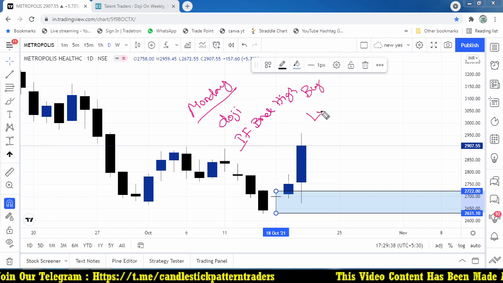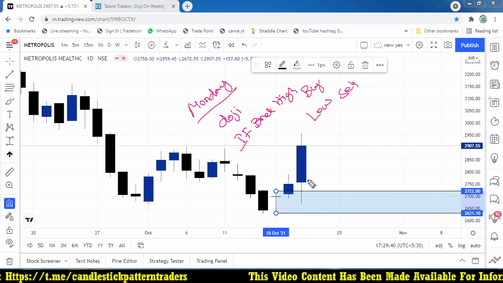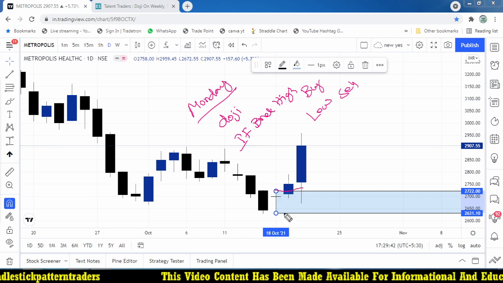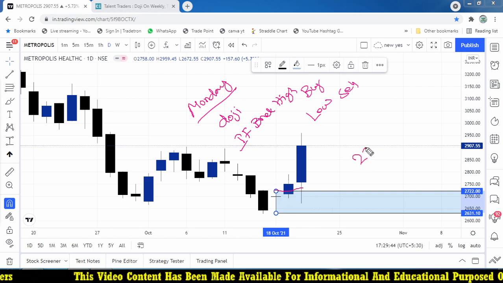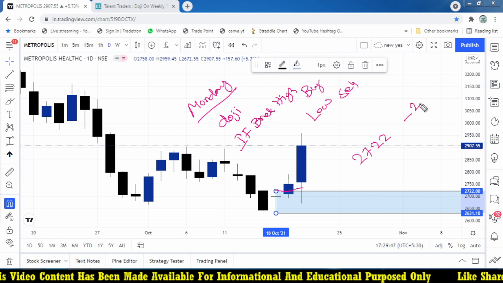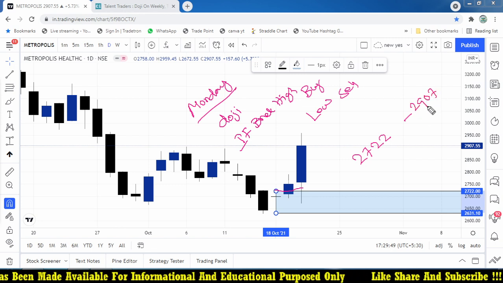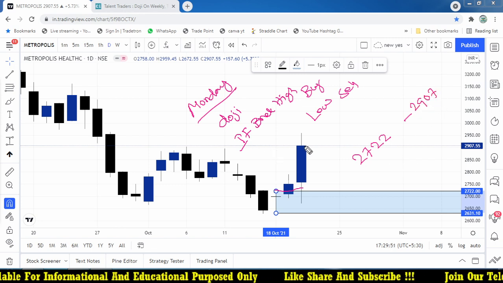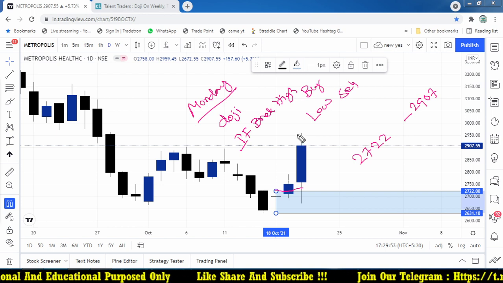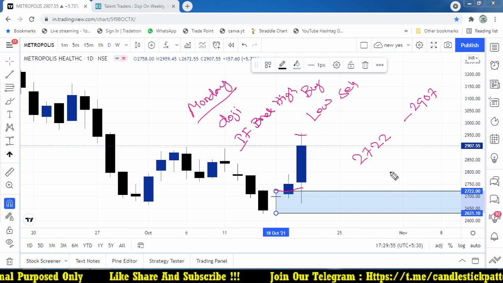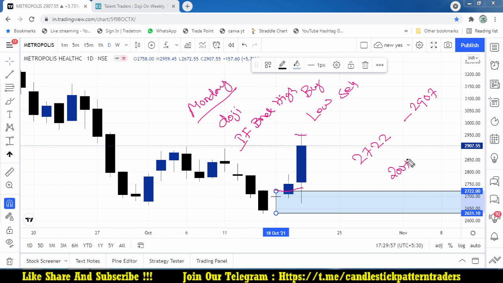If it breaks the low, we are going to sell. So in this scenario, it triggers the buy entry from 2722, and now it is 2907. Let's say almost 200 points. So the high it made was more than 2950, so it gave more than 200 points of profit.